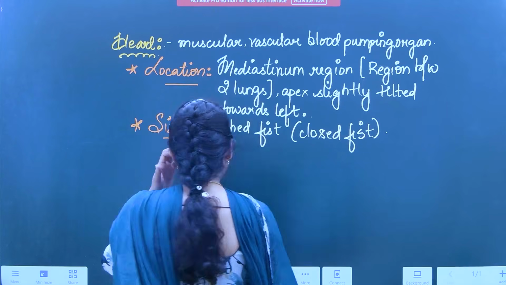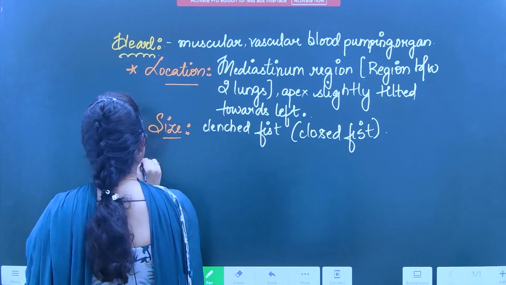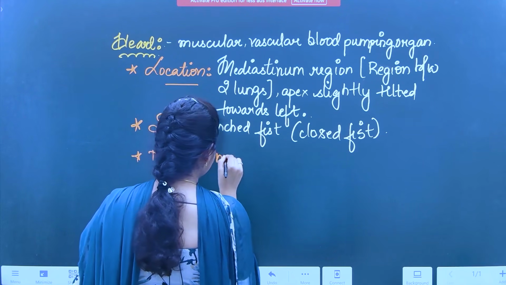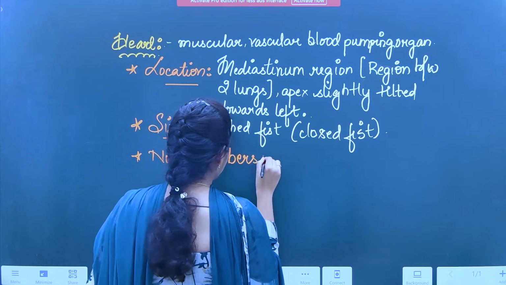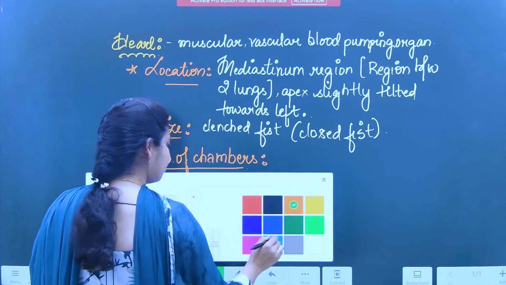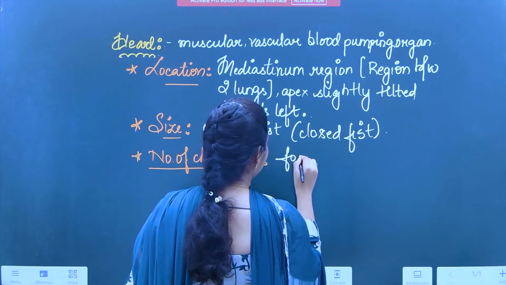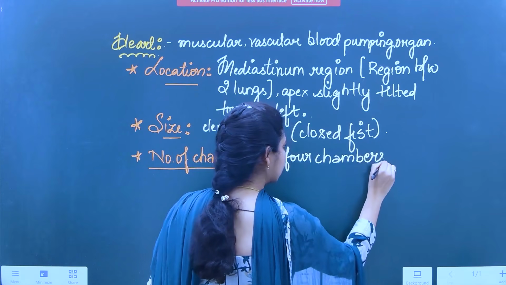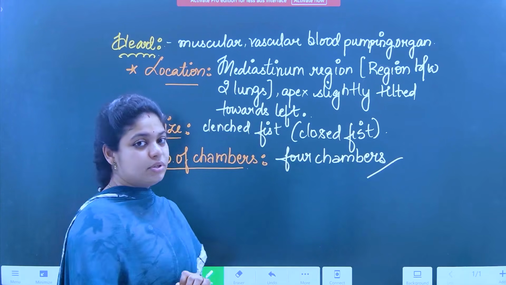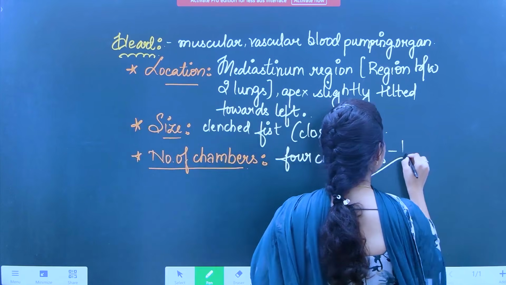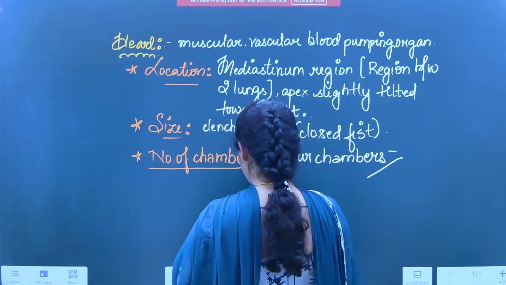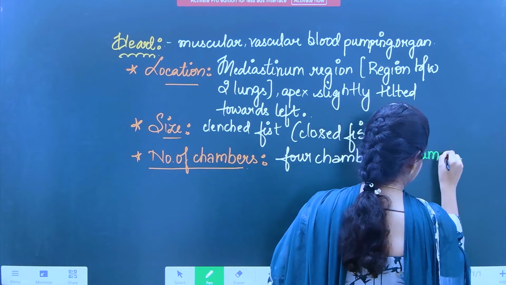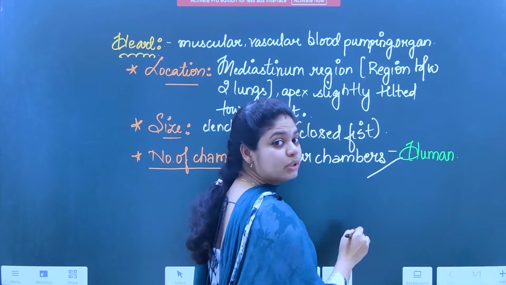Okay. Now, how many chambers do we have? Number of chambers in human heart. There are four chambers. How many chambers? There are four chambers. Okay. I was actually talking about the human heart.